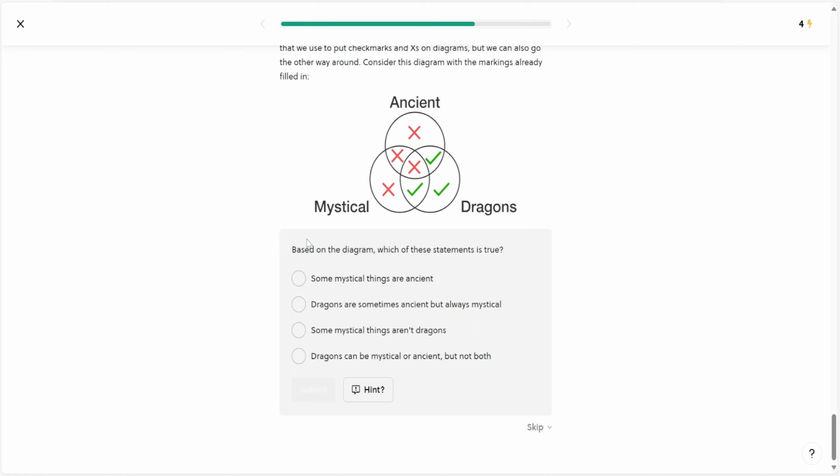Some mystical things are ancient. No. Dragons are sometimes ancient, but always mystical. No. Some mystical things aren't dragons. No. Dragons can be mystical or ancient, but not both. Yeah.